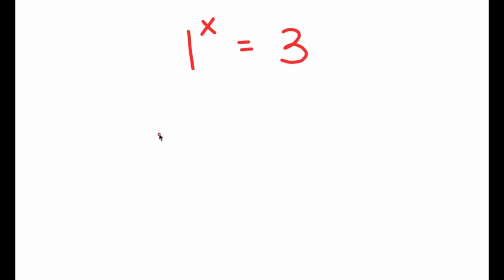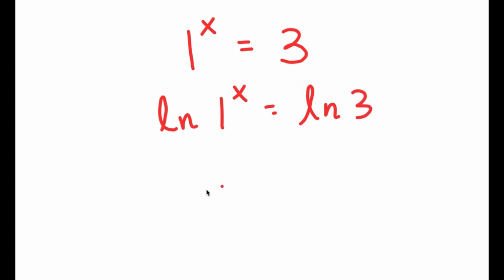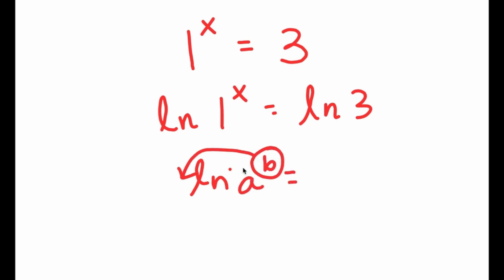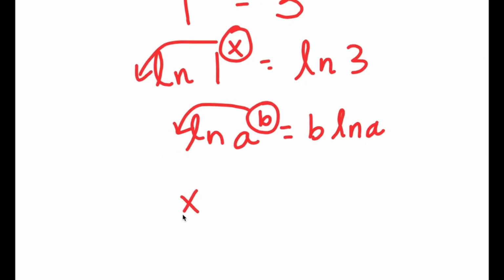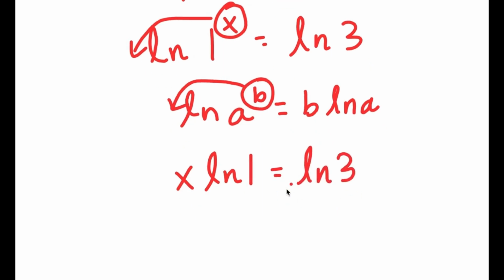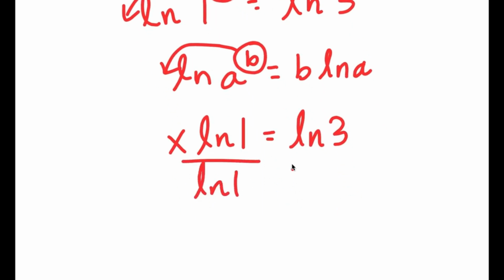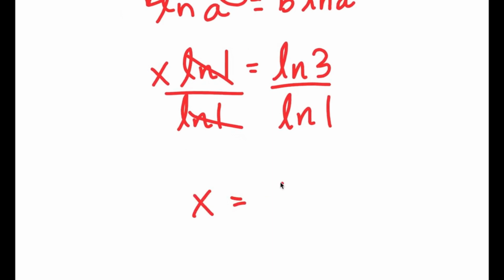Well, let's try to solve this equation the way we would solve any other exponential equation. The first thing I would do is take the natural log, or ln, on both sides. So I get ln 1 to the power of x is equal to ln 3. Now, if I have something in the form ln a to the power of b, I can move this exponent b to the front, so this is going to equal b times ln a. In this case, I have ln 1 to the power of x, and I can move x to the front. So now I get x times ln 1 is equal to ln 3. And now if I divide both sides by ln 1, these two cancel out, and I get x is equal to ln 3 over ln 1.